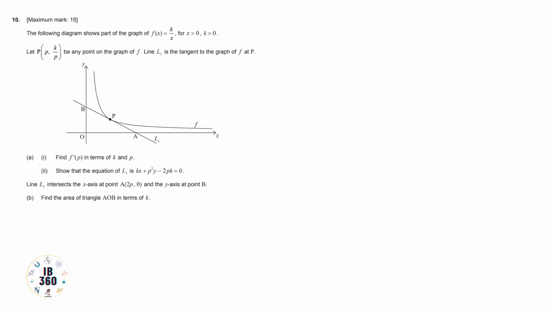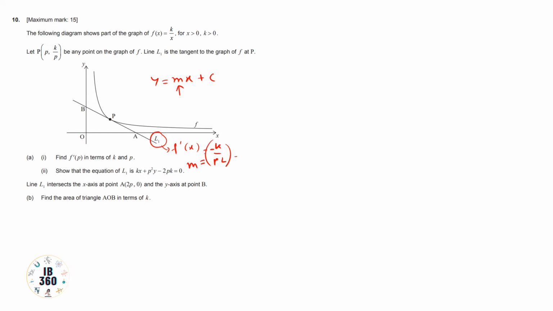Now see, for any line, that is a straight line, the equation is very simple, that is y equals to mx plus c. Now m is the gradient. The gradient of L1 is basically nothing but f dash x. So the gradient of L1 that we have found is minus k by p square. This will be the value of m.